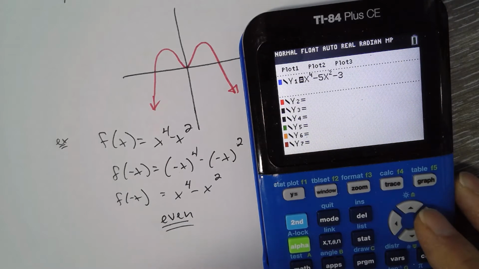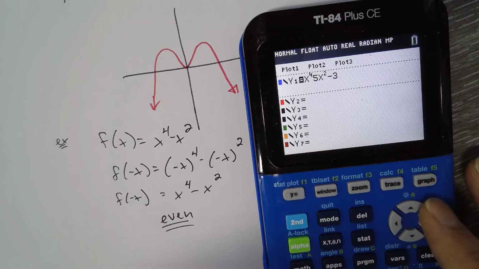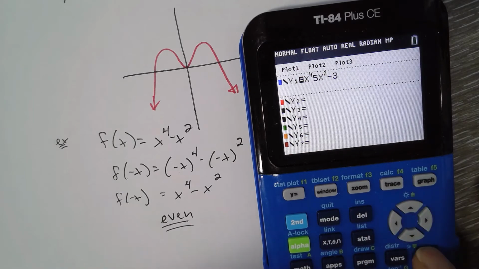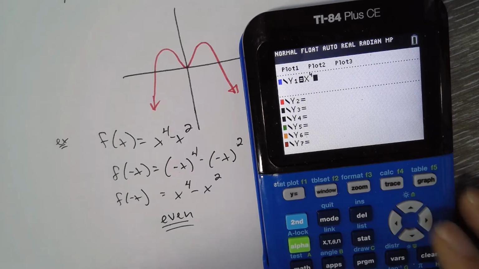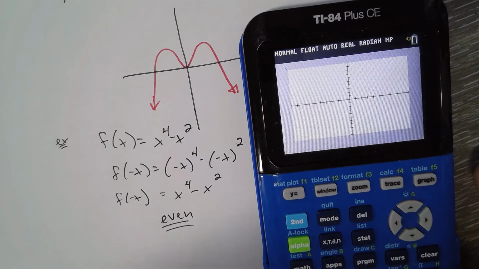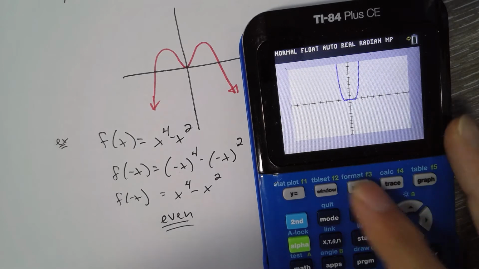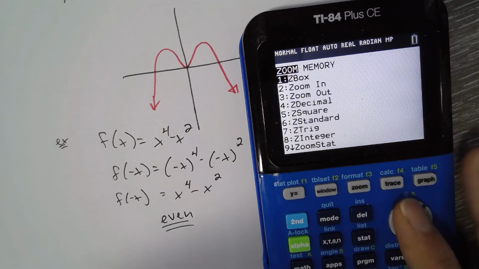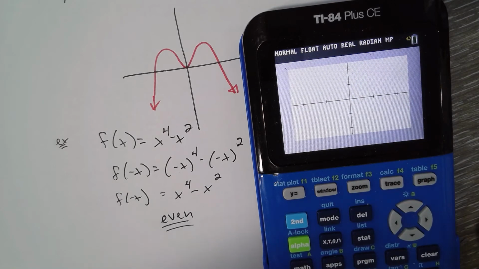And if you graphed it, this is actually pretty close to what was in the calculator already. X to the fourth minus x squared, and graph it. Even if we zoom in a little bit, you can see that it's symmetrical. The y-axis will chop it right in half, so that's an indicator that it's an even function.